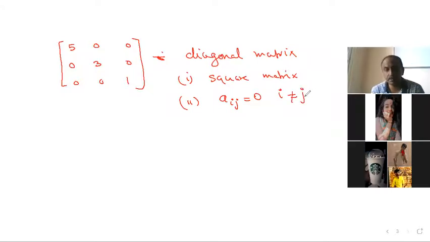Do you understand the statement? No. What do you mean by i j? Row number and column number, no? Yes, sir. When row number and column number become equal, they become diagonal elements. They are the diagonal elements.